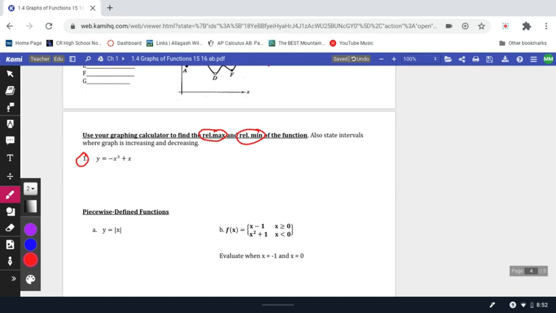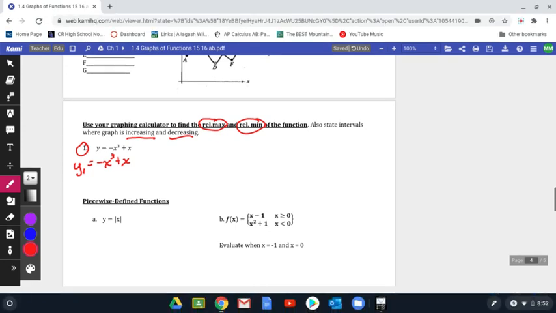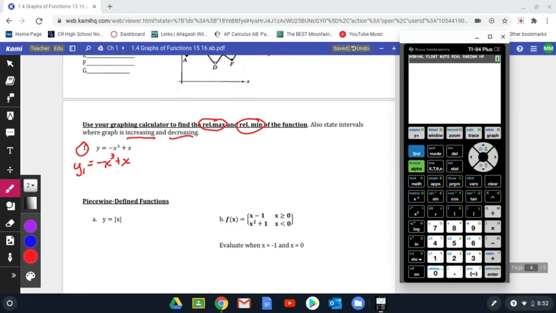Also, and I don't believe this says it in your notes, we're going to find out where it's increasing and decreasing. Okay, so the first thing we're going to do in y1, you're going to enter in negative x cubed plus x. I have a calculator app on here that I should be able to get to. All right, hopefully you can see that.